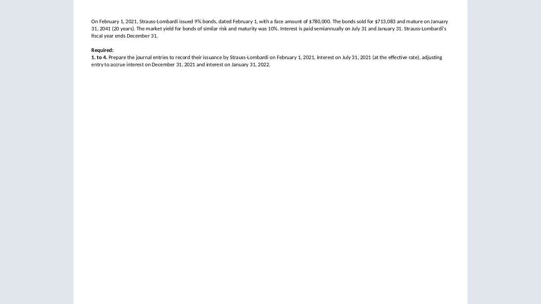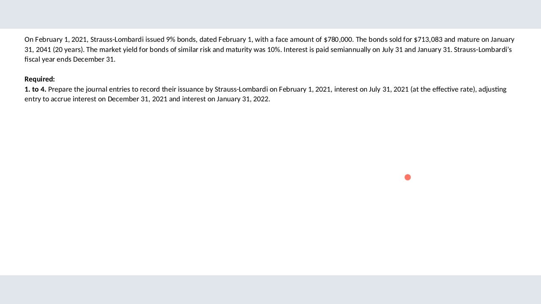And we're back. So moving on to the next one. I know we kind of did this in class, but I just want to review it one more time. On February 1st, 2021, Strauss Lombardi issued 9% bonds dated February 1st. Is this the one that has a twist? No, there was another one that had a bit of a twist. Okay, we'll leave it like this.